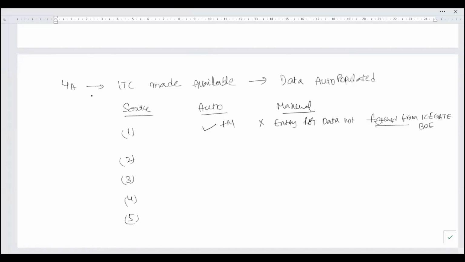Now, source, second is import of service. Import of service is not auto-populated. Reason, the service provider is outside India. He doesn't have GST, so communication to the GST portal does not happen. Because it is not auto-populated, I need to do manual entry. This is my second source.